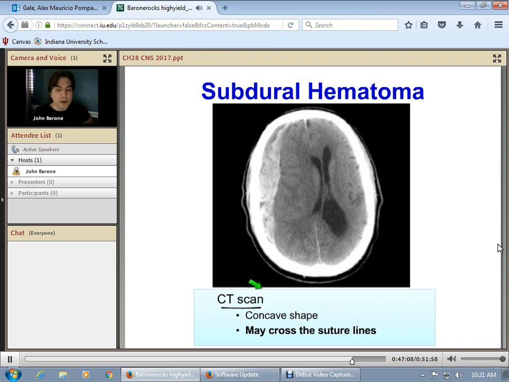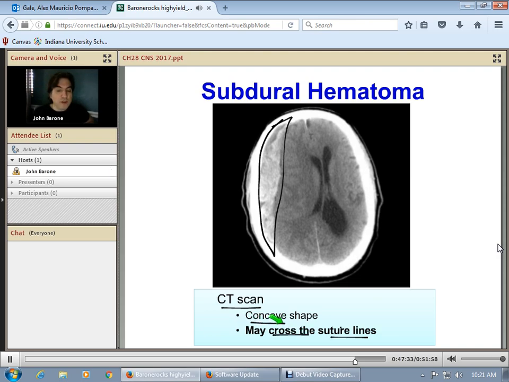So CT, no contrast required. Look at the shape. Subdural is a lens. See that lenticular shape? And it can cross the suture lines. It can go wherever it wants because it's on the surface of the brain. It doesn't care. It's under the dura. So it can cross suture lines all it wants. That's a very important thing. If it doesn't cross suture lines, then you have to think about epidural. If it crosses suture lines, then it's not an epidural.